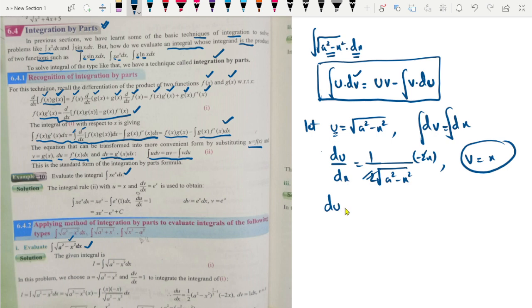So du is equal to minus x dx divided by the square root of a square minus x square, and v is equal to x. Now putting the values in the equation, u is equal to this one, v is equal to x, and du is equal to this one. So putting all these values in the equation, I is equal to u into v minus the integral of v into du.